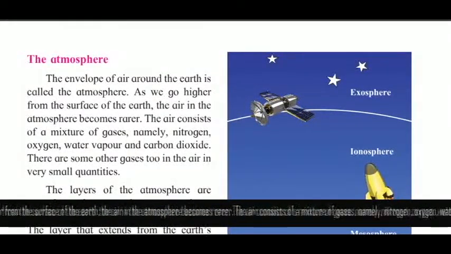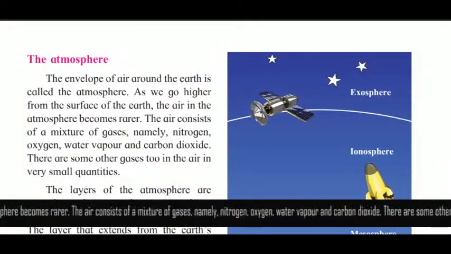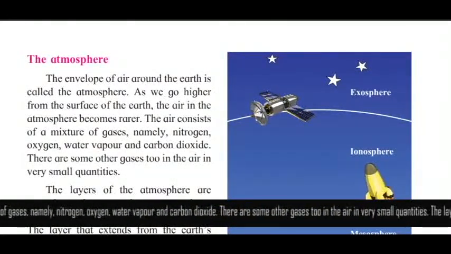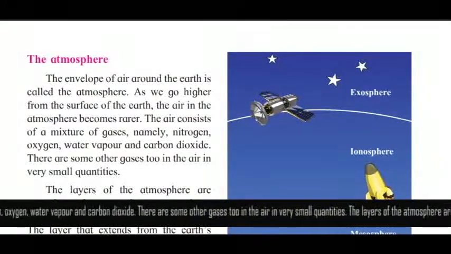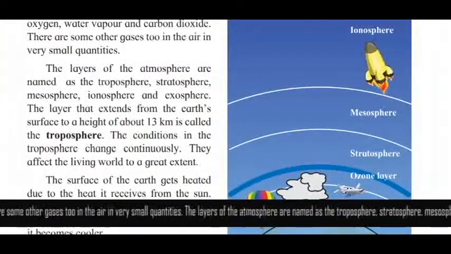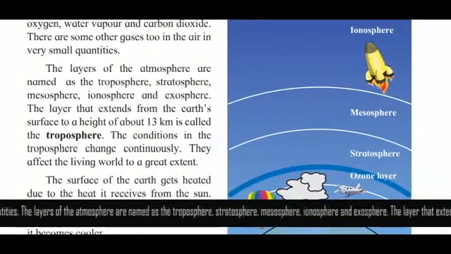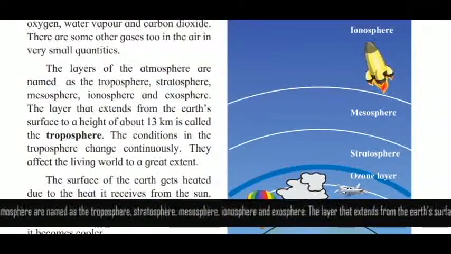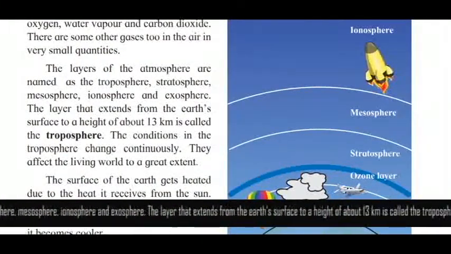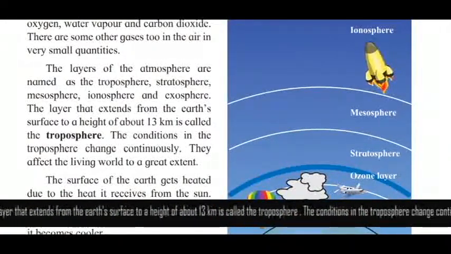As we go higher from the surface of the Earth, the air in the atmosphere becomes rarer. The air consists of a mixture of gases, namely, nitrogen, oxygen, water vapor, and carbon dioxide. There are some other gases too in the air in very small quantities. The layers of the atmosphere are named the troposphere, stratosphere, mesosphere, ionosphere, and exosphere.